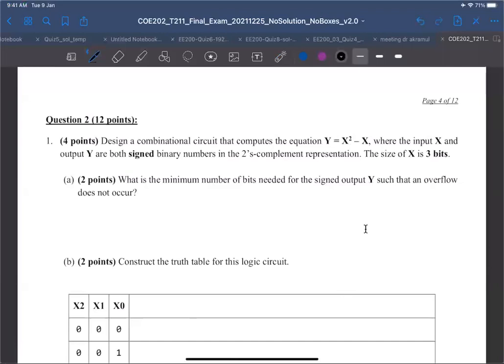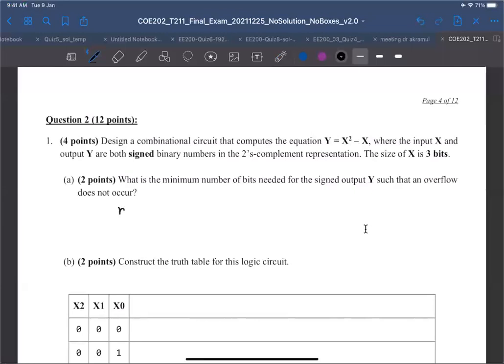What is the minimum number of bits needed for the signed output Y, such that an overflow does not occur at all? First of all, you need to find the maximum and minimum Y. Since X is signed, we have to find out the minimum and maximum, all right?